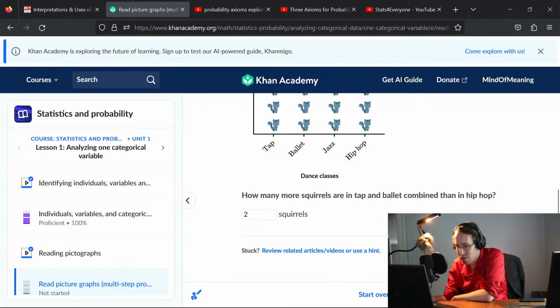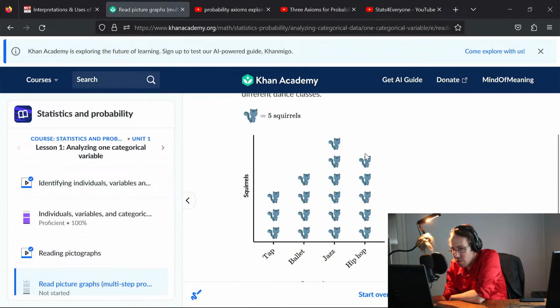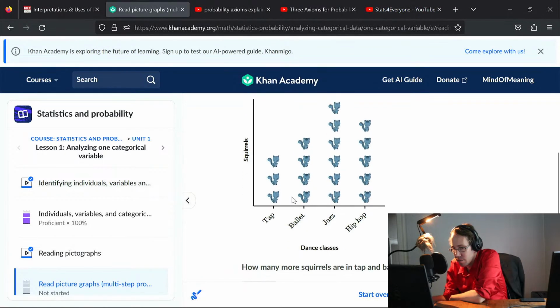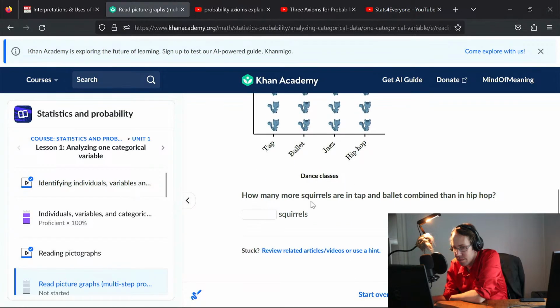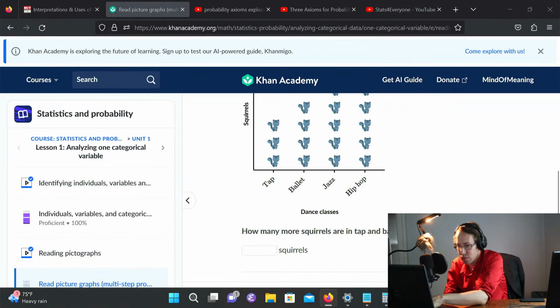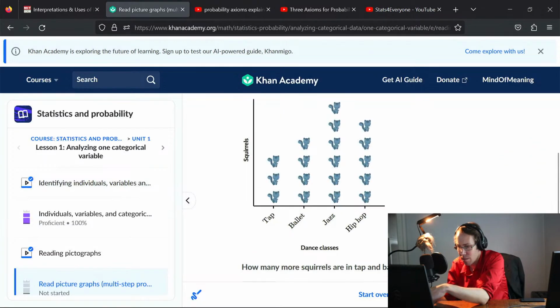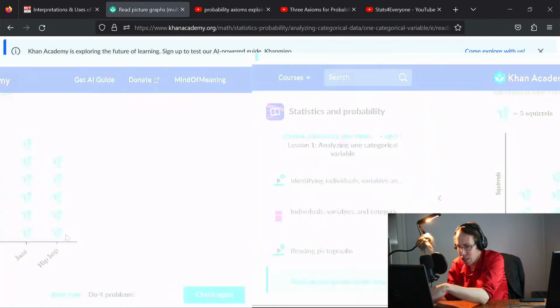Not quite. What? Wow. Look at me just putting this out into the world. How many more squirrels are in tap and ballet combined than in hip hop? Hip hop, 1, 2, 3, 4, 5. 1, 2, 3, 4, 5, 6, 7. My screen is getting flickery again. I hate when it does that. Might be time for a reboot. Okay, so are they just asking me for the total? 4, 5, 6, 7. 7 squirrels. Is that it? Give it another shot. Tap and ballet. Hip hop, 1, 2, 3, 4, 5.